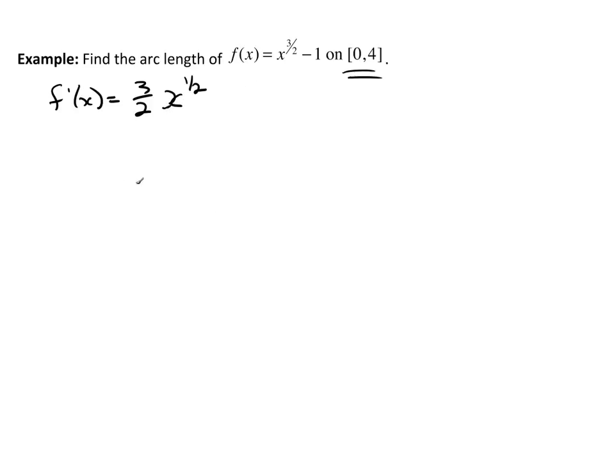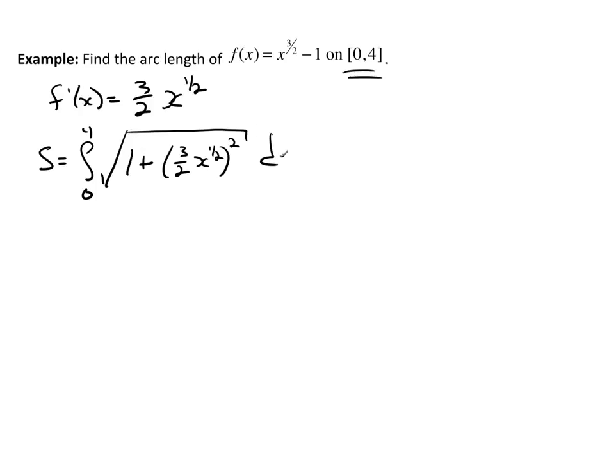So let's go ahead and find the arc length. The arc length s will be equal to the integral from 0 to 4 of the square root of 1 plus all of this squared. So that's going to be 3/2 x to the 1/2 squared dx. Well, let's fiddle with a little bit of algebra first.